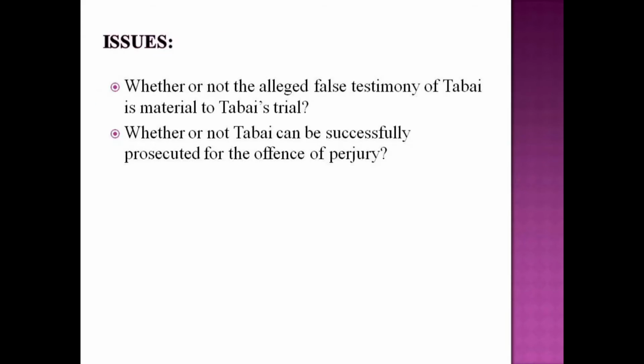For those that are not aware, prosecution is mainly the party that is against, the party that is not in support. I just wanted to clear that up. So in this case, the issues are whether or not the alleged false testimony of Tabai is material to Tabai's trial, and whether or not Tabai can successfully be prosecuted for the offense of perjury. You could add your issues as well. This is just a rough example so that everyone will understand the FIRAC method.